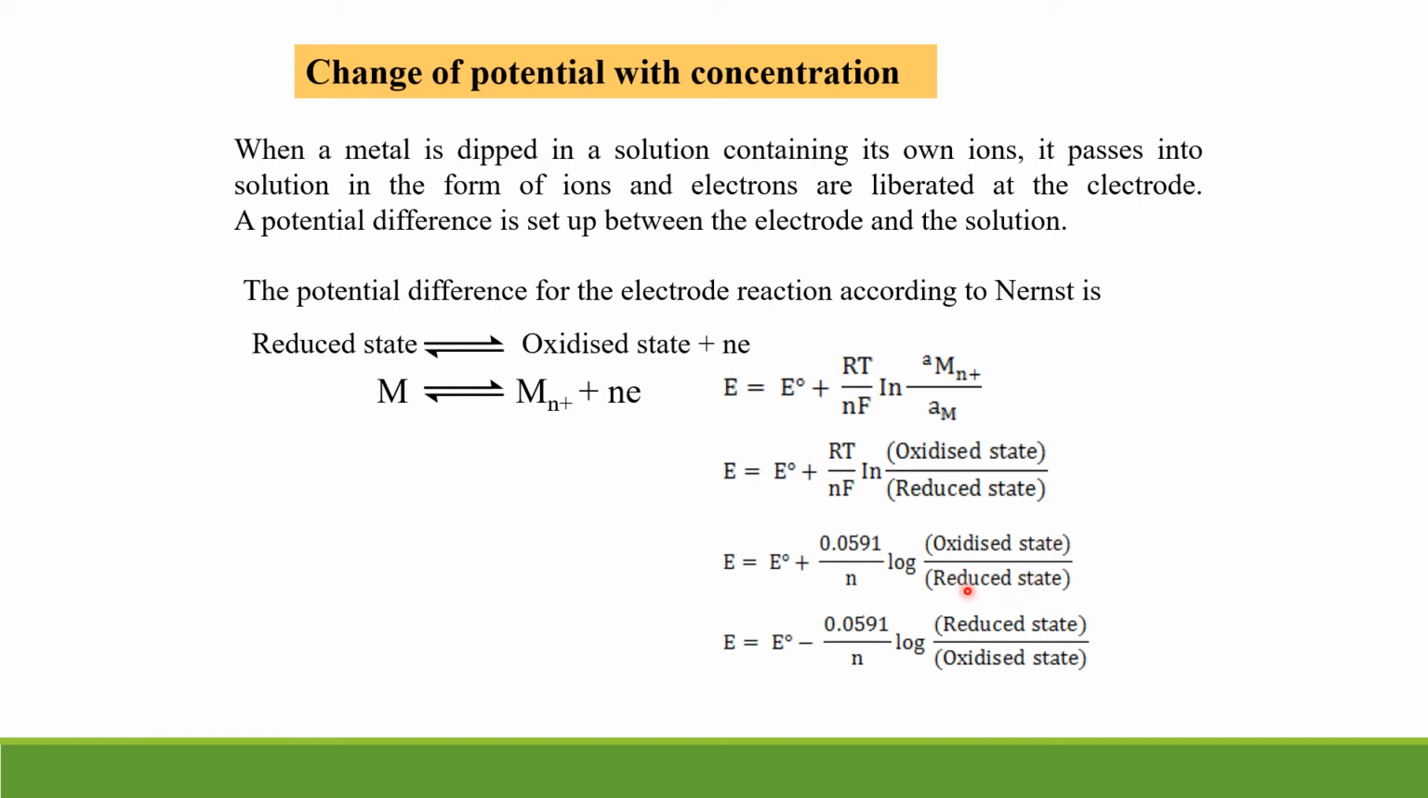Now if you want to put the reduced state in the numerator and the oxidized state in the denominator, then you will have to put a minus sign. The equation becomes E equals E0 minus 0.0591 divided by n log of reduced state divided by oxidized state.